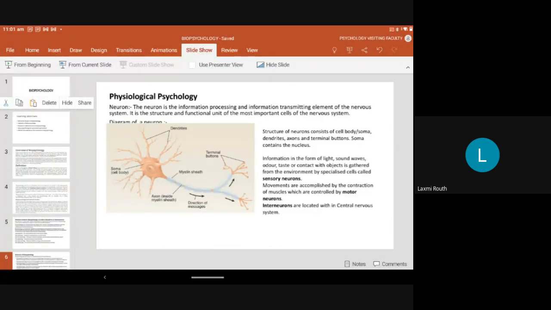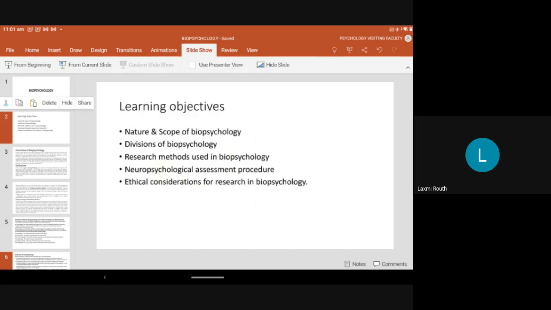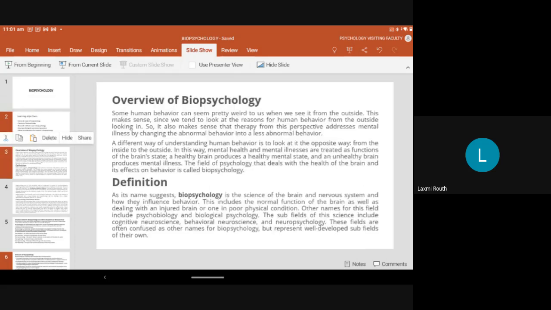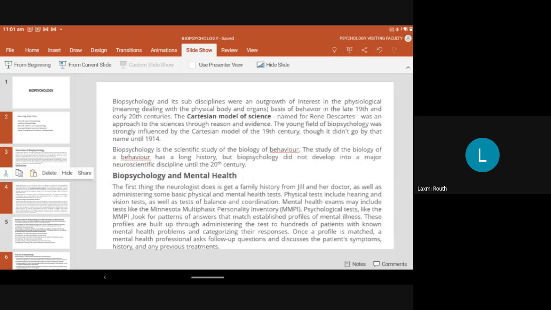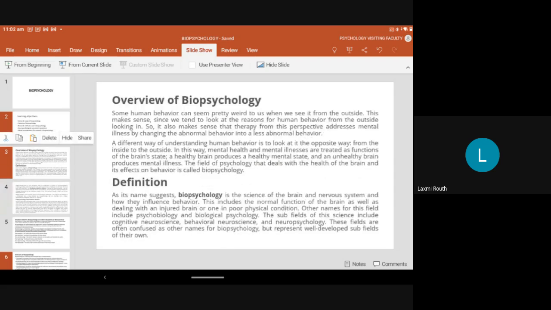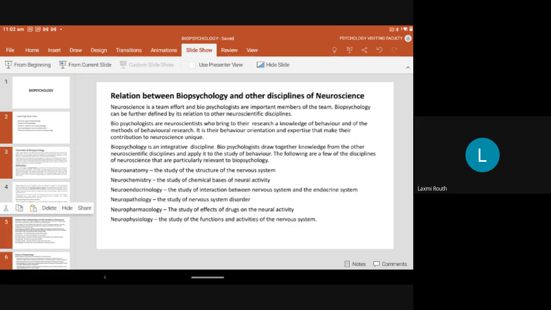Okay. So just to recollect the previous class, the first topic was what is biopsychology, then the learning objectives of biopsychology, then the total overview of biopsychology, why we are studying this, what the main definitions are. There are some important definitions given here, and then biopsychology and mental health, how these two are related to each other. Then the next slide is about the definition part that I told you. Then the relation between biopsychology and other disciplines of neuroscience, that means neuroanatomy, neurochemistry, neuroendocrinology, neuropathology, neuropharmacology, neurophysiology, etc.